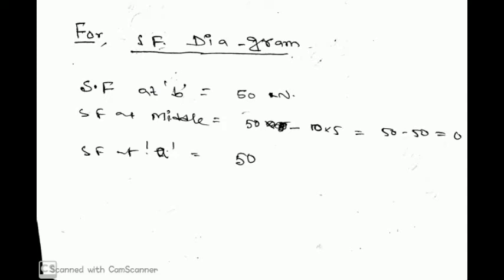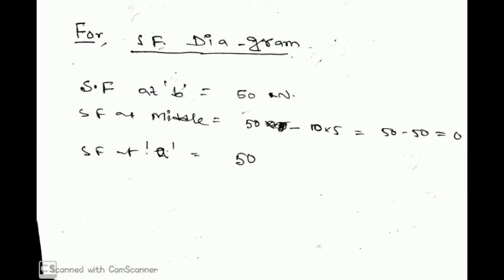SF at B is equal to 50 newtons, and the SF at the middle is equal to how much? If we calculate the SF at the middle, there is 50 newton at point B in the upward direction, and up to the middle of the span the load is 10 Newton per meter over a distance of 5 meters, so 10 into 5 is 50. Then 50 minus 50 is equal to 0. That means the SF at the middle of the span is equal to 0.